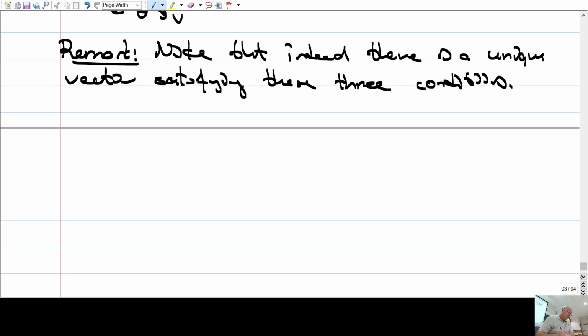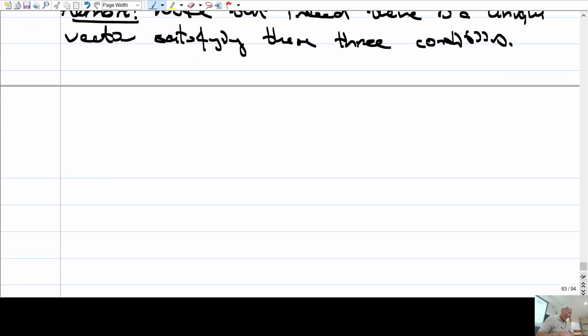This is the geometric definition of the cross product, but in practice, how do you compute the cross product? So what is this unique vector in terms of coordinates? You may ask this, and here is the result.